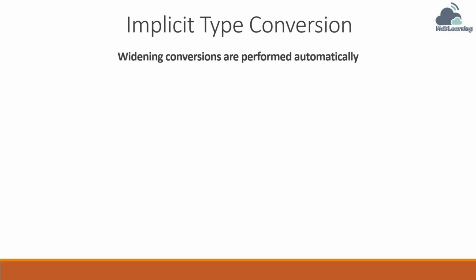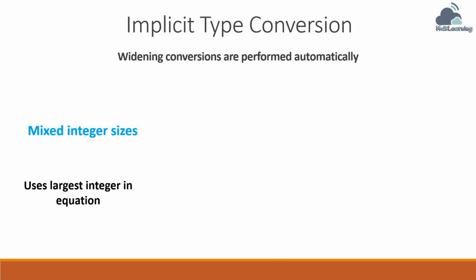First, we have the issue of mixed integer sizes. Well, if we have an equation that has integers of different sizes, the compiler needs to make a conversion to work with all of them as the same size. So in this situation, the compiler will use whatever the largest integer in the equation is. So if we had a short which is 16 bits and an int which is 32 bits, the compiler will implicitly convert the short to an int to use that in the equation.